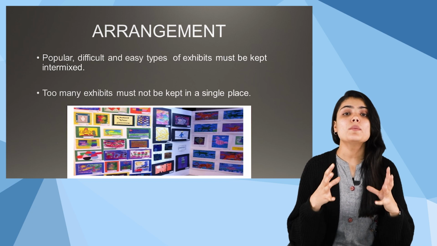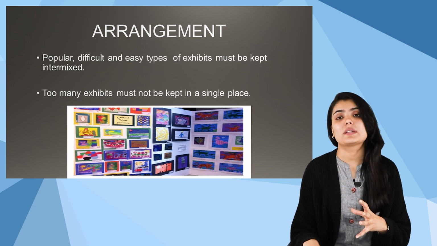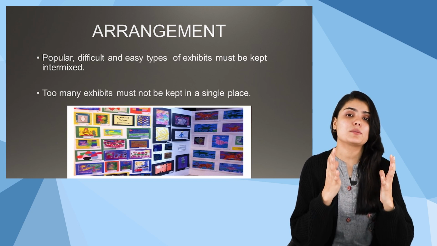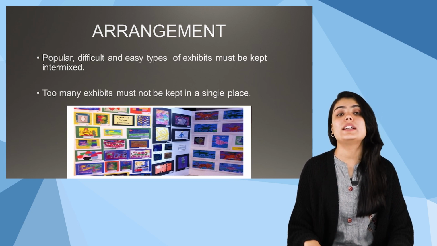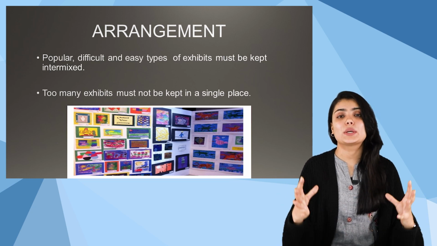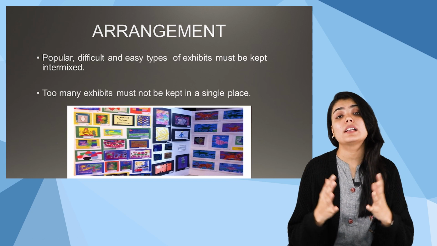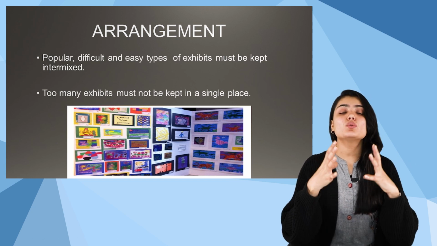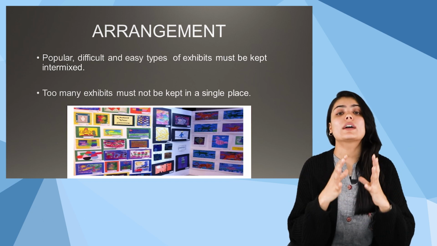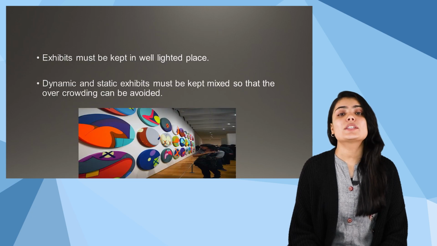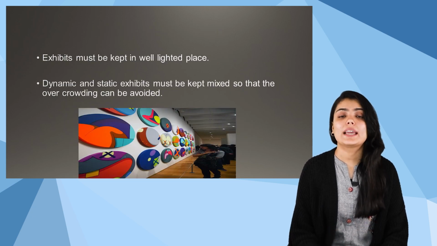The next one is that too many exhibits in a single place must not be kept. Of course, the exhibits must be, as we have seen in the beginning, kept very nicely in an orderly manner. When too many exhibits are kept in a particular place, it creates confusion. It does not give a clear picture and it might not give the message clearly. So overcrowding a particular area with exhibits must be avoided. Next one, as discussed, exhibits must be kept in a place which is well lighted.